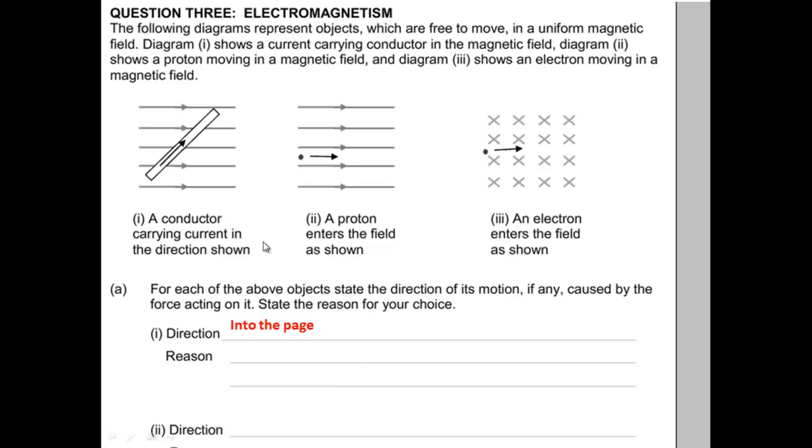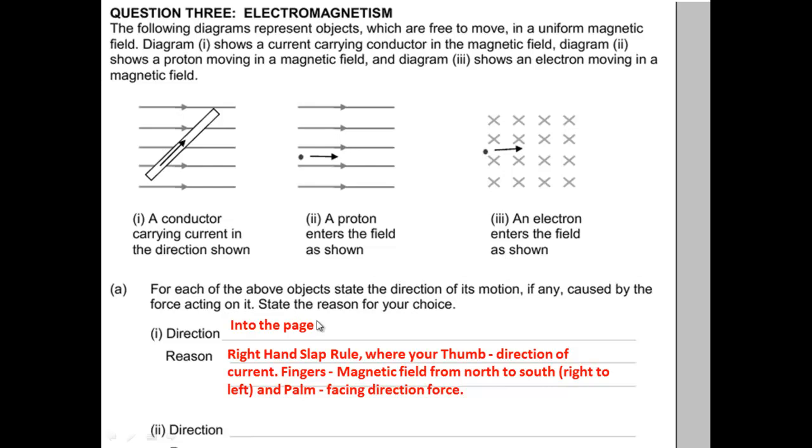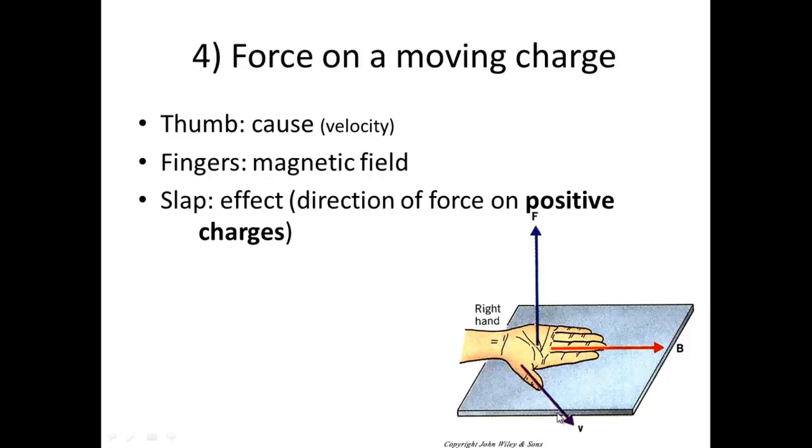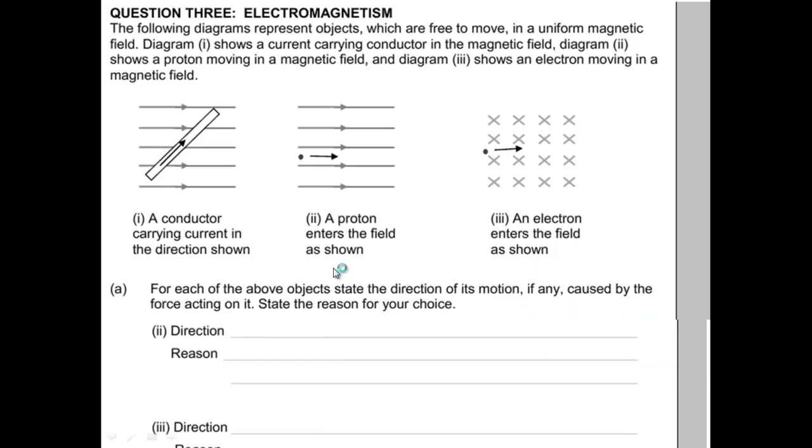The direction is into the screen or into the page, and the reason is that it's using the right hand rule, where thumb is the current, fingers magnetic field lines, and the palm is the direction of the force. The second part of this question is using the 4th rule, where our thumb is the velocity, B is the magnetic field, and our F is the force.